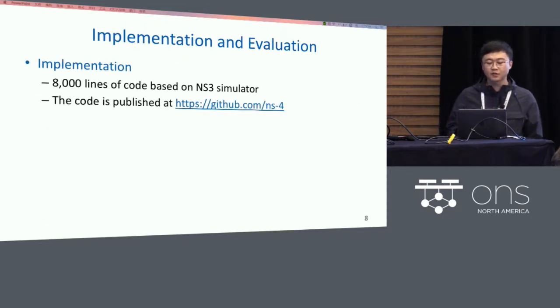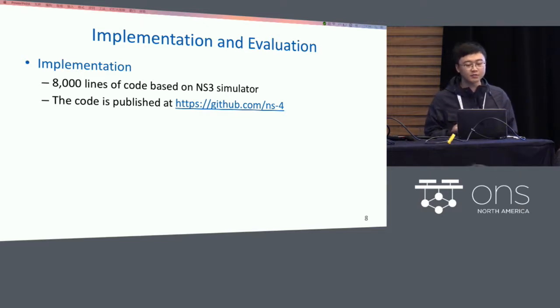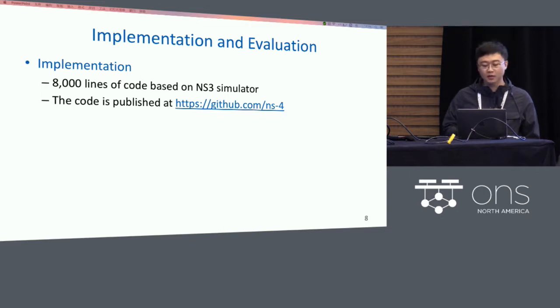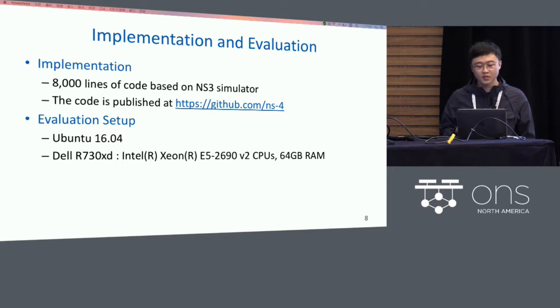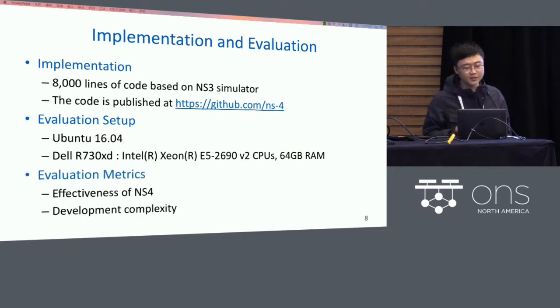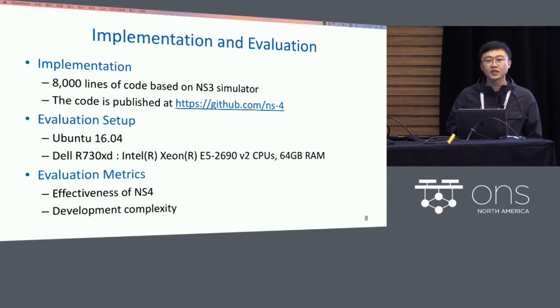We implement NS4 with 8,000 lines of code based on NS3 simulator, and we publish the code at GitHub. As for the evaluation, we tested NS4 on the commercial off-the-shelf servers, and we evaluate NS4 with 2 metrics. The first one is effectiveness of NS4 based on a case study. And the second one is development complexity to show that NS4 can simplify the behavior model development.